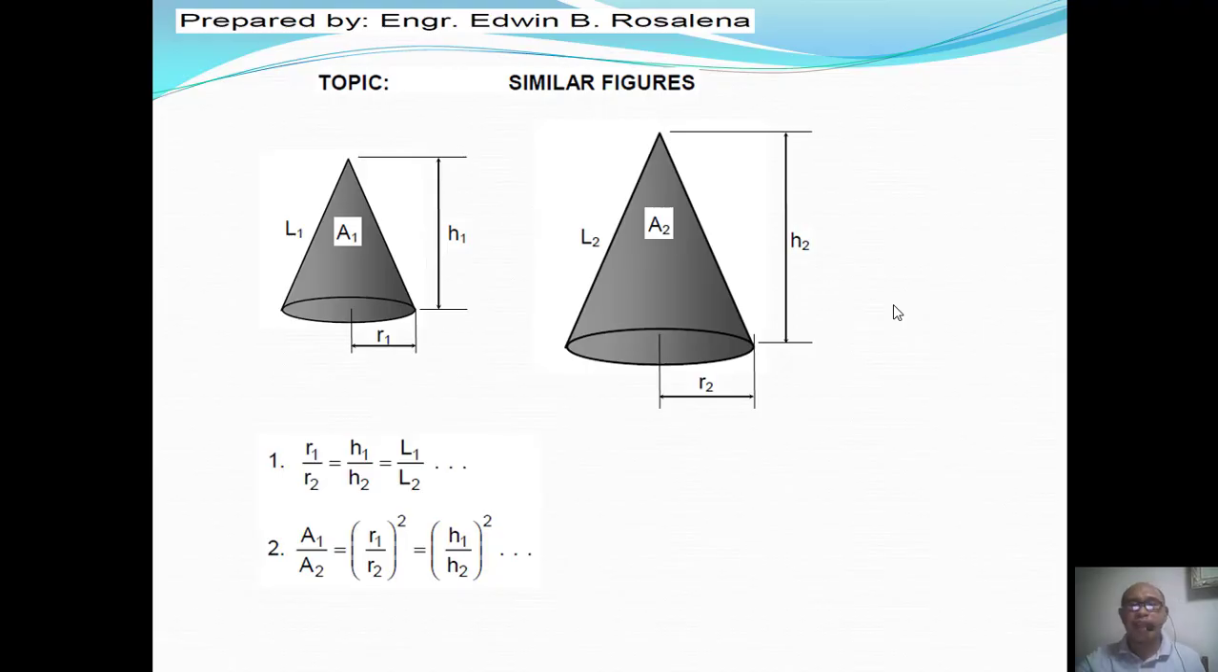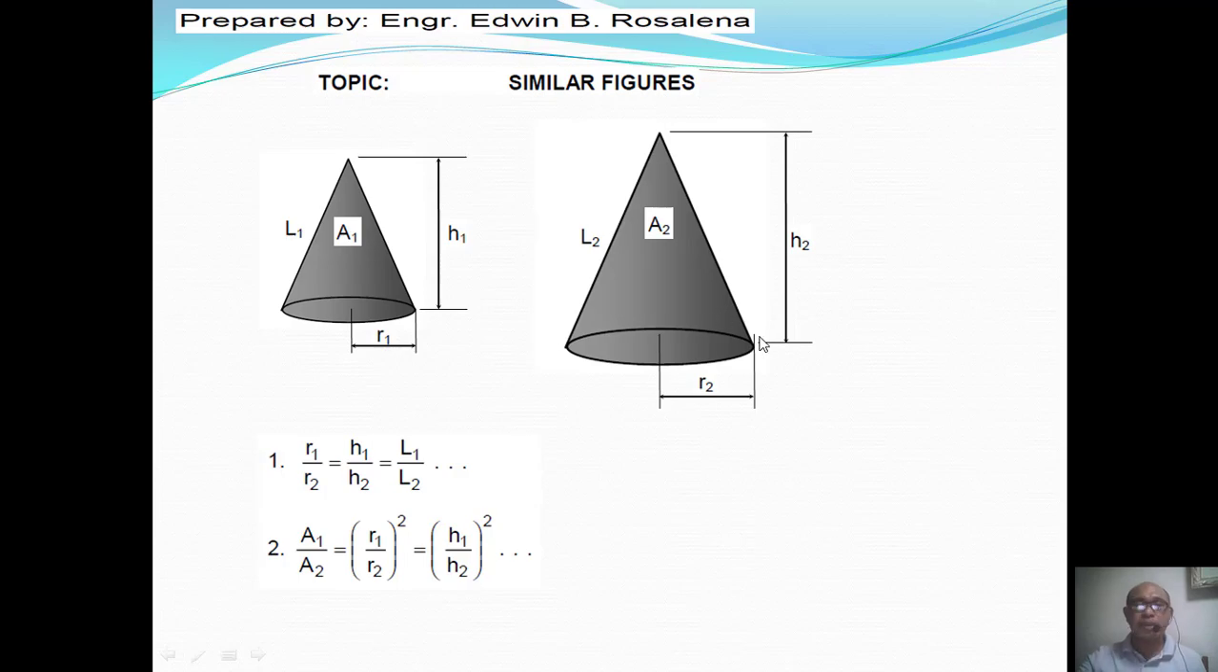How about the area ratio? Let's say this is area 1 for the area of cone 1 and area 2 for the area of cone 2. It can be surface area or base area, as long as it is any area involved in the solid. The ratio of the areas, area 1 over area 2, is equal to the square of the linear ratio. So A1 over A2 equals (R1 over R2) squared, equals (H1 over H2) squared, equals (L1 over L2) squared, and so on.